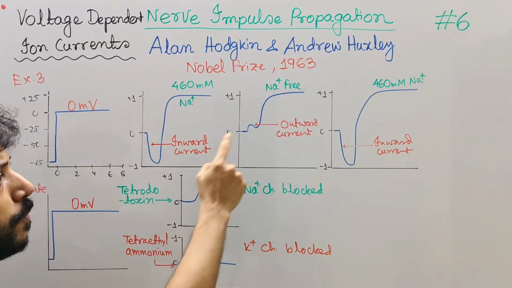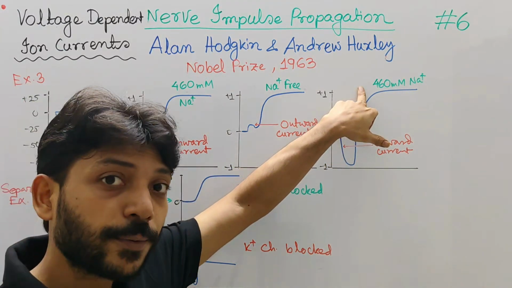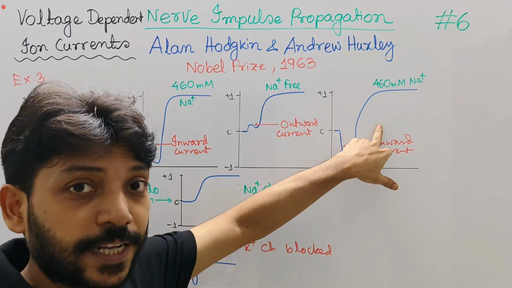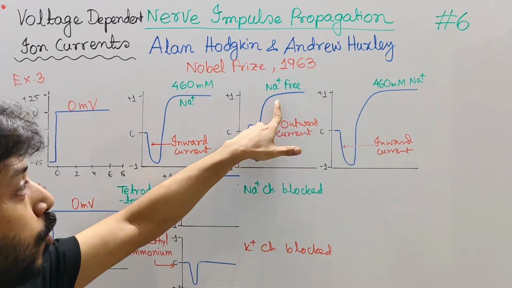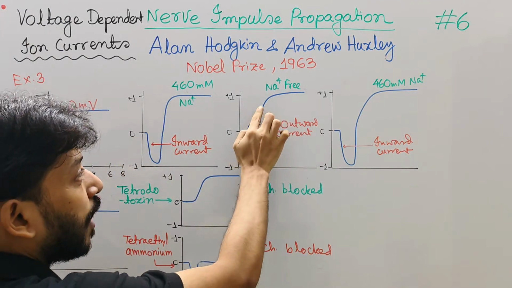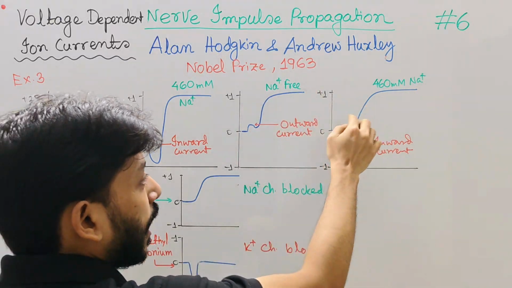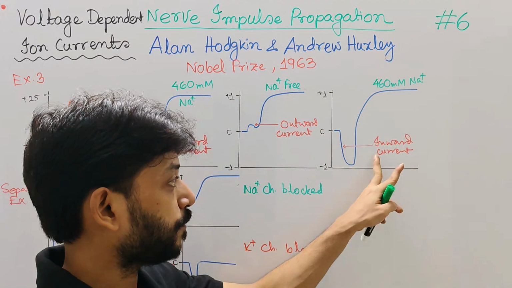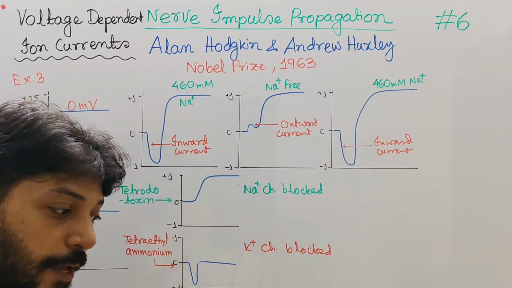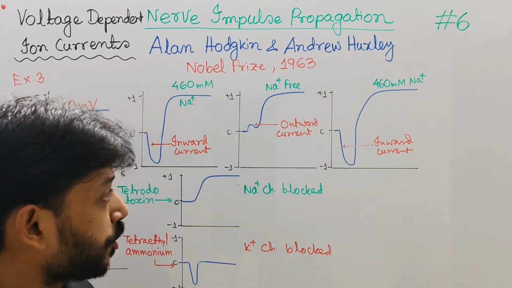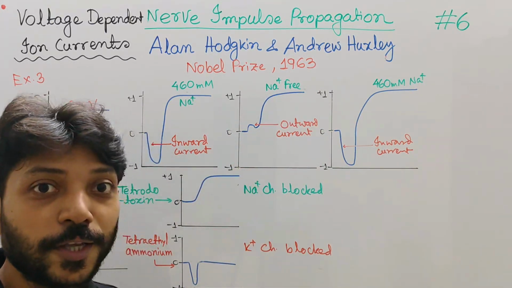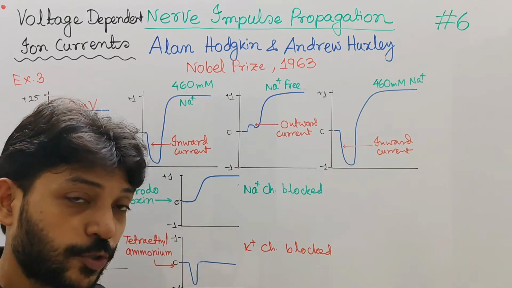So from this experiment, and also when they re-established the concentration of sodium at 460 millimolar externally, they found that the inward current comes back. But there is no problem with the outward current. See, when neurons are kept in sodium free conditions, the outward current is similar, and when they re-establish the sodium, only the inward current comes again. So from this experiment they confirmed that for the generation of inward current, sodium ion movement is important, and sodium ions come inside the neuron through a channel that is controlled by voltage.